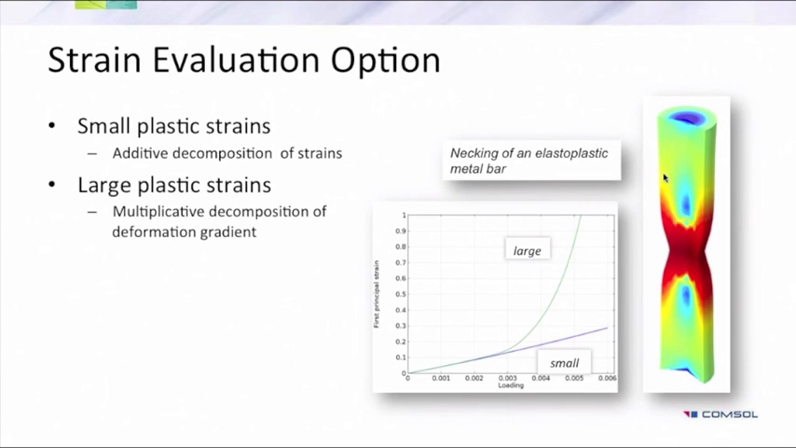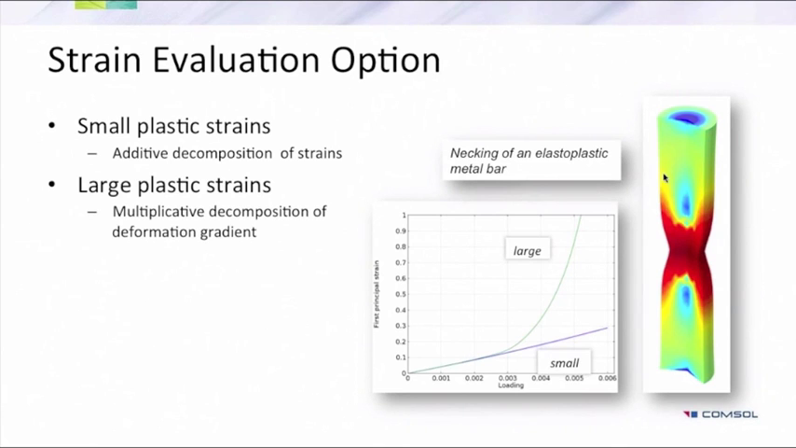We can also calculate strains in different ways. With the small plastic strains, we have the additive decomposition of strains, and this works in many cases. But when the strains become big, or when your models rotate, you have to consider the nonlinear effect in the definition of strains. And for that purpose, we have the multiplicative decomposition of the deformation gradient when you use the large plastic strains option.